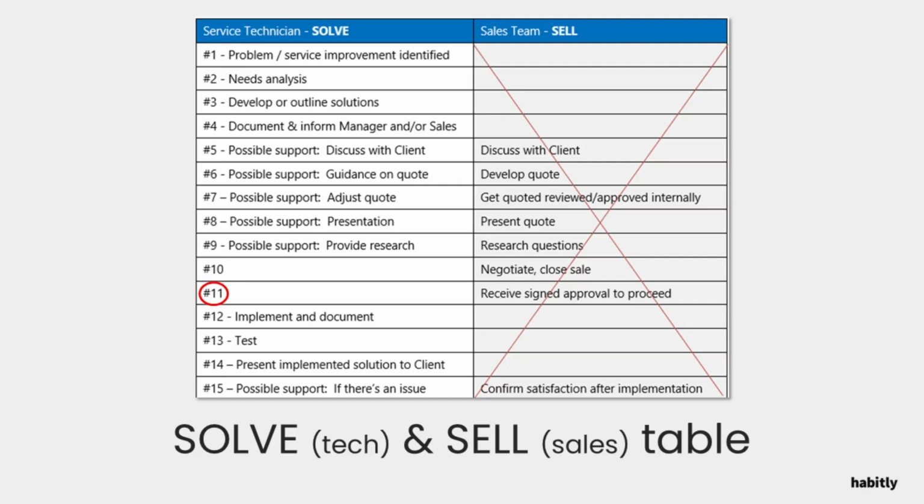The second straight-on sales responsibility that you have to take on is number 11, receive signed approval to proceed. Again, don't worry about it. You don't have to sell. You don't have to be aggressive. Basically, what you're going to do is professionally pursue an answer to your quote. That's reasonable. We don't leave loose ends.